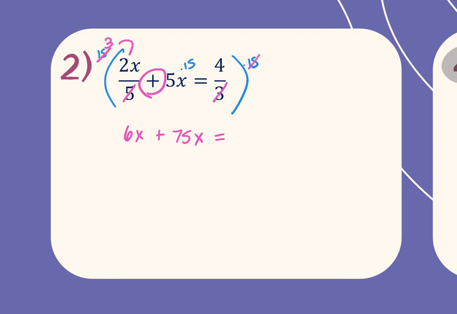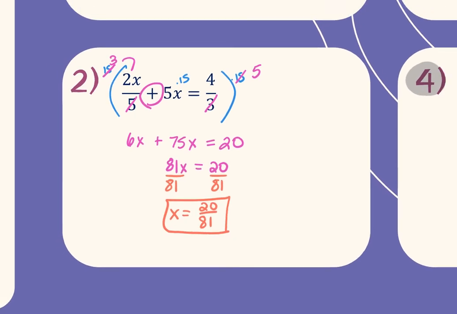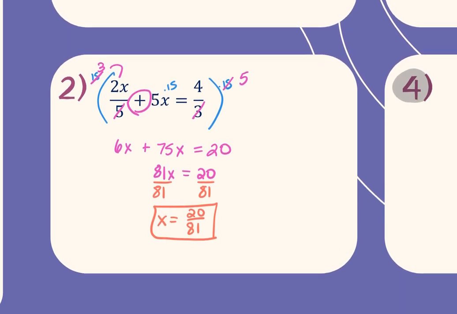And 3 goes into 15 5 times. 4 times 5 is 20. So I get 81x equals 20. Divide both sides by 81. And x equals 20 over 81. Questions on that one?